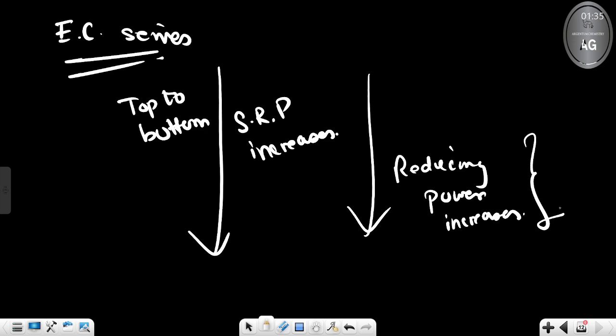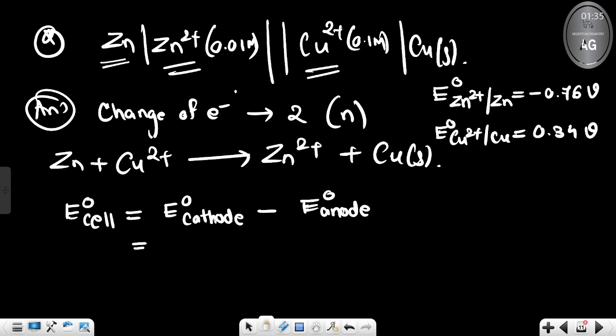Okay, clear? So now you tell me who is above? Zinc is above, copper is lower. So who will be the anode? Zinc will be the anode. Who will be the cathode? Copper will be the cathode. From here you cannot understand who is cathode, who is anode, because both are given in this format. Clear? So whoever is above will be the anode, whoever is below will be the cathode.